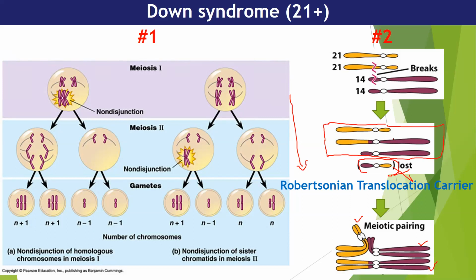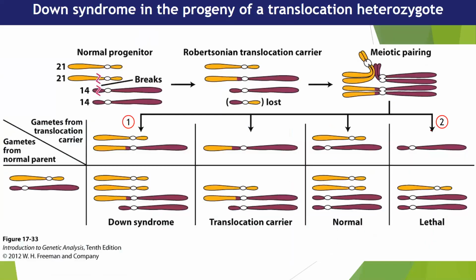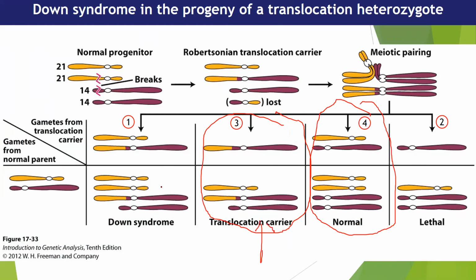Then this individual itself is normal, and it can also produce kids with normal phenotypes if this happens, right? So this is the totally normal situation, and this is a carrier like this parent.